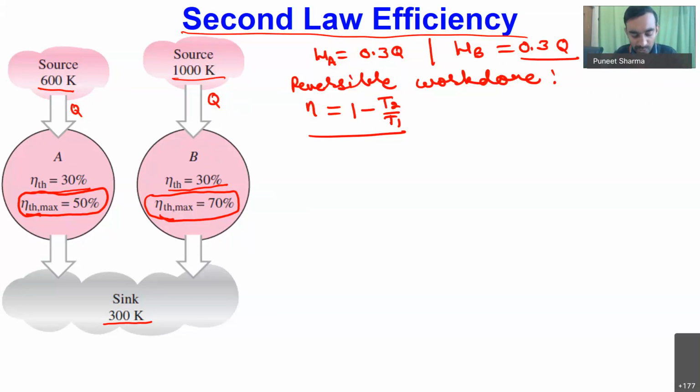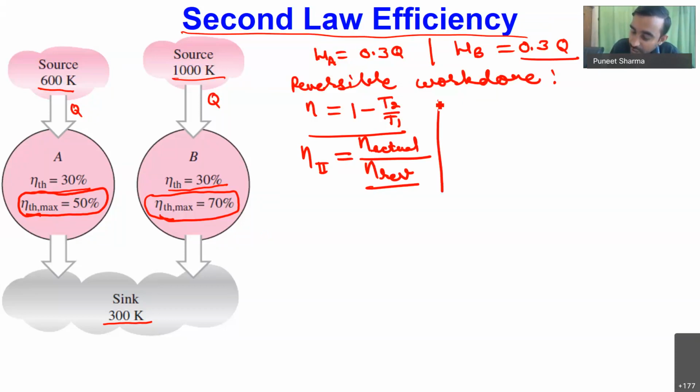So how do we calculate which one is more efficient? For that we define another term of efficiency, called second law efficiency. We define second law efficiency as actual efficiency divided by reversible efficiency. The ratio of actual efficiency to reversible efficiency is our second law efficiency.